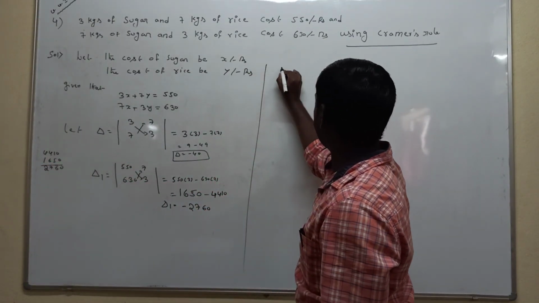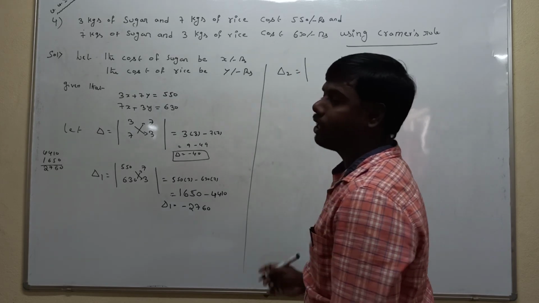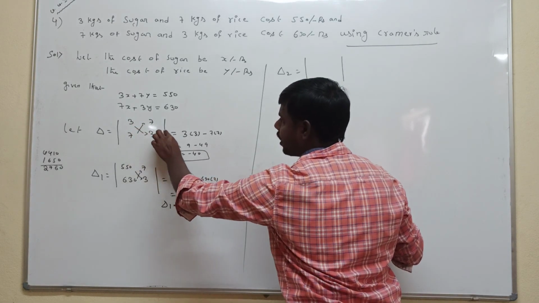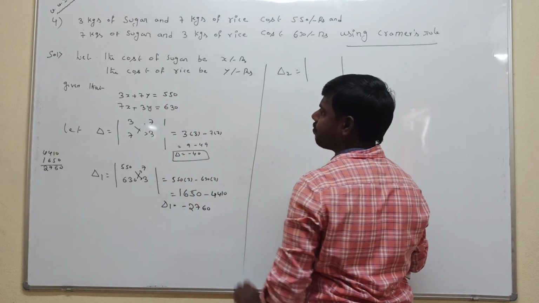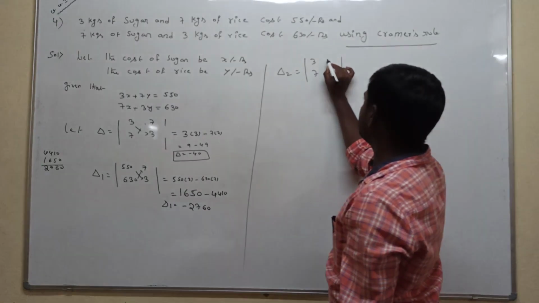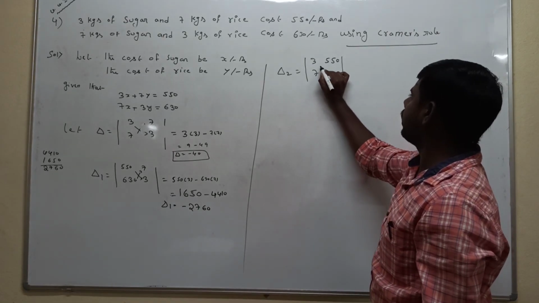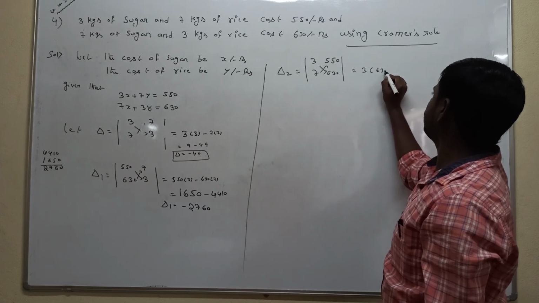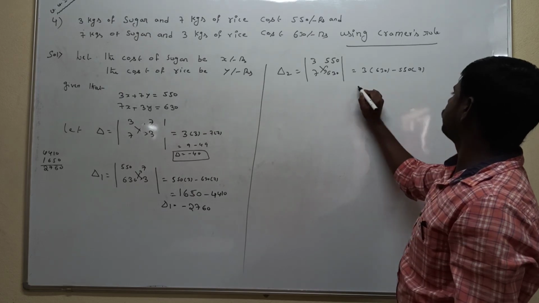Next we are taking delta 2. Determinant of from delta: the first column as it is, and the second column replaced by the constant values 550, 630. Now we are applying the cross multiplication method. 3 into 630 minus 550 into 7. So now simplify this one.